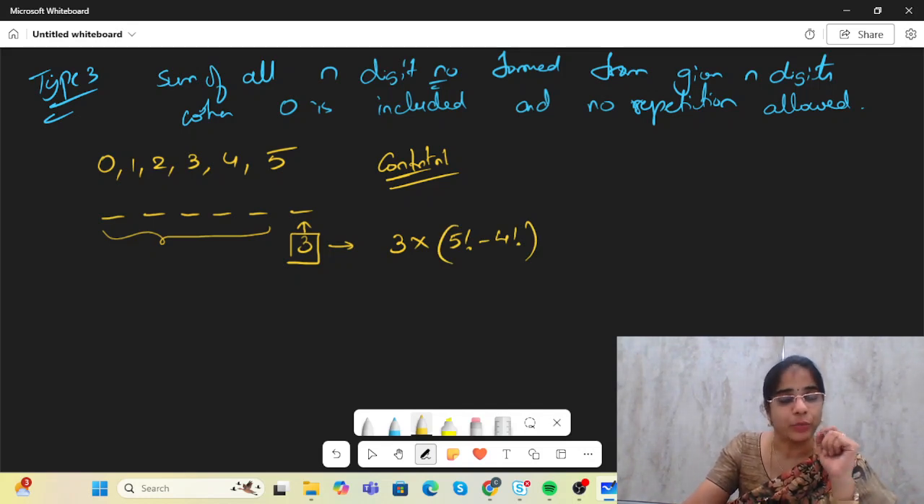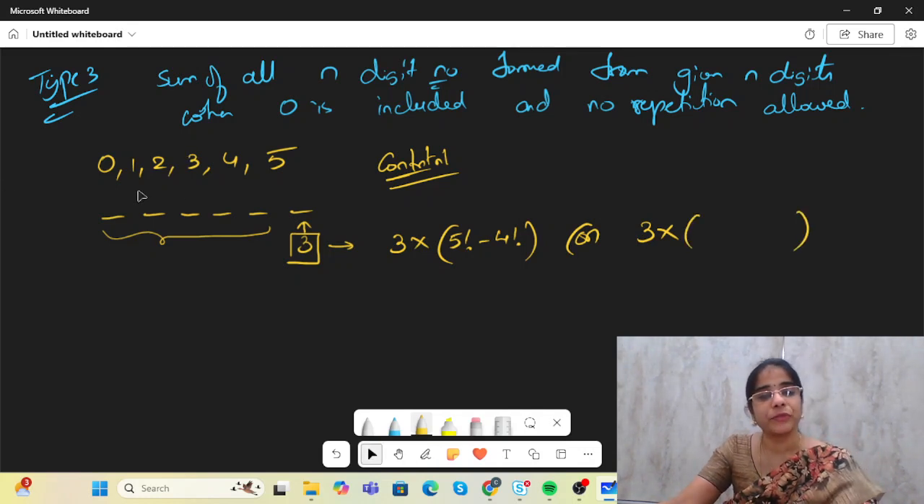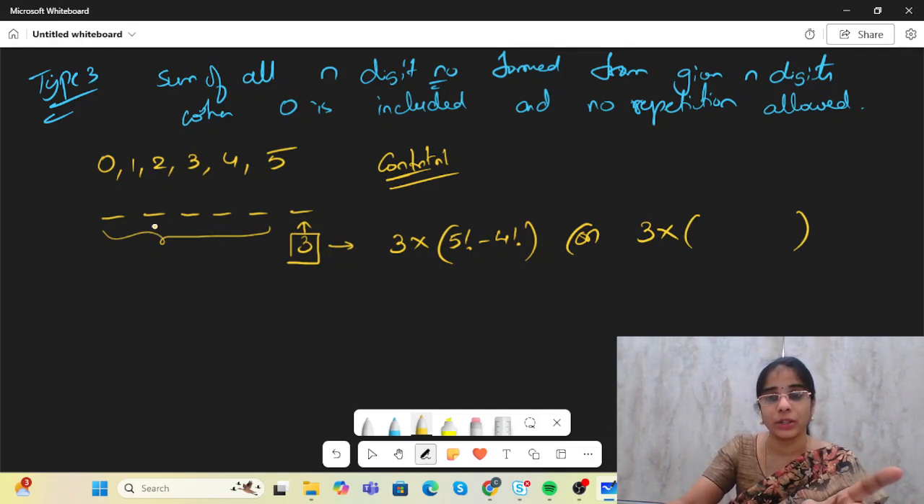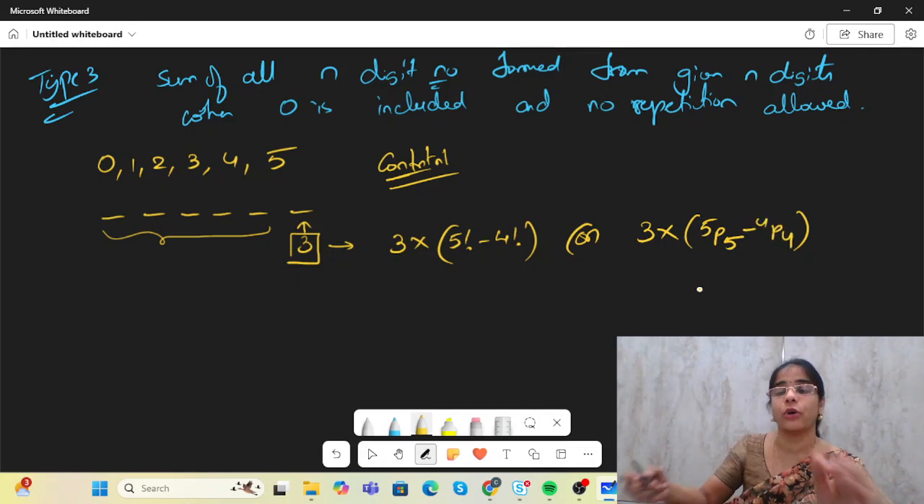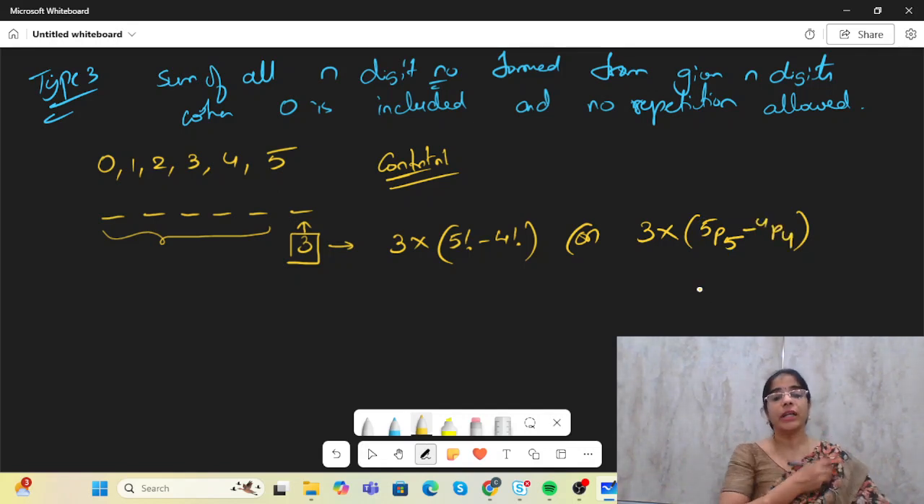We have done this, when 0 is already included in that. Like 3 in the units place, hence its value is 3. And the remaining 5 digits can be occupied in 5P5 ways. But when 0 is included, remove 1 less here and 1 less here. So that is your 4P4, or simply you can call it 5 factorial minus 4 factorial there, right?